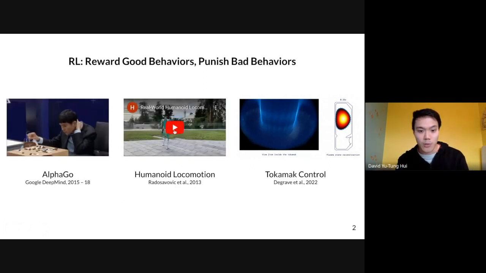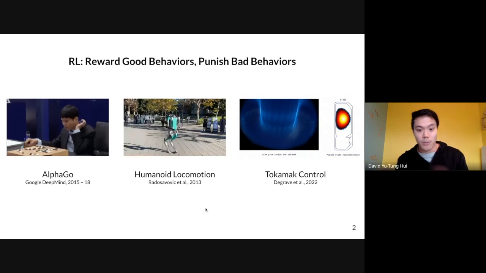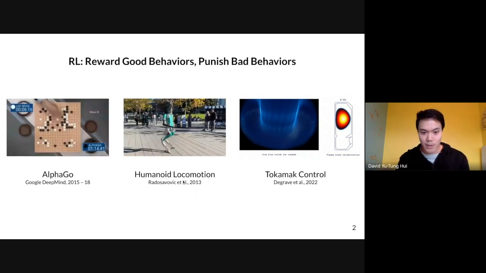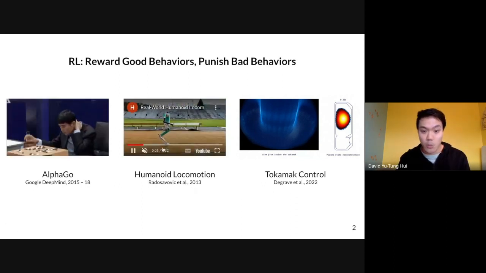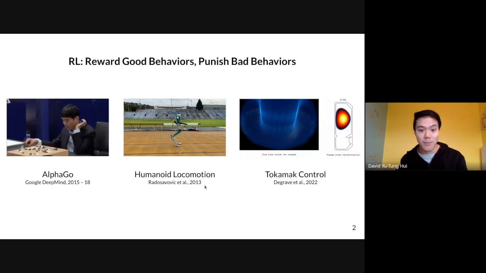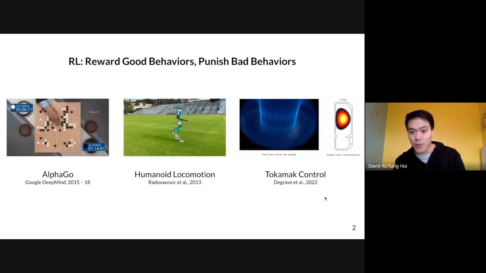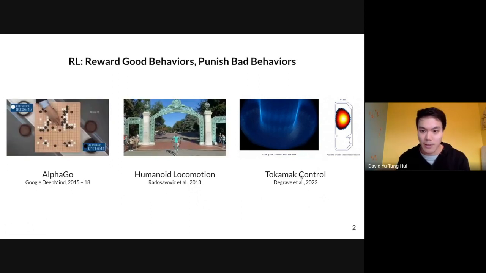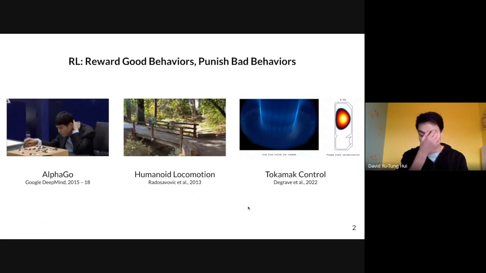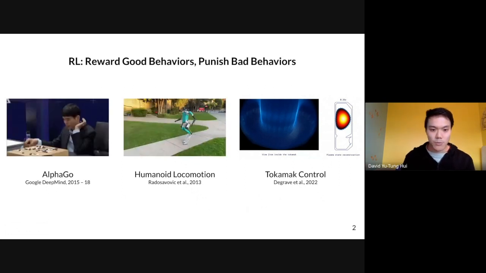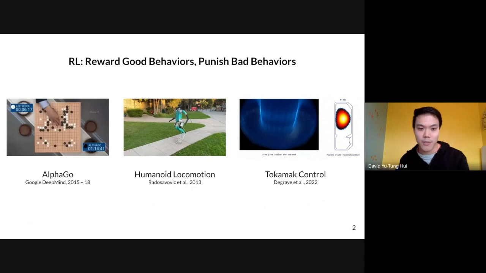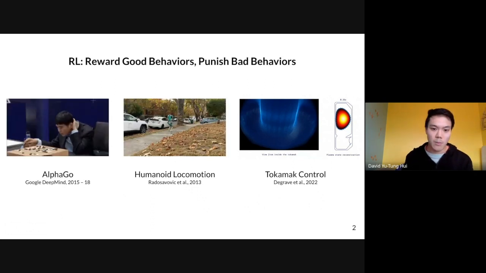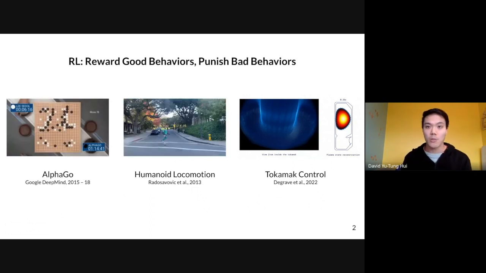Humanoid locomotion, so say in robotics, when you want to figure out how to control a humanoid robot to walk around in different environments, and also recently how to control, say, a nuclear fusion reactor at a tokamak. The underlying shared concept behind all of this is reinforcement learning, wherein you want to reward good behaviors and punish bad behaviors.